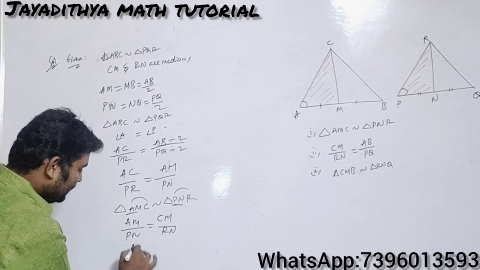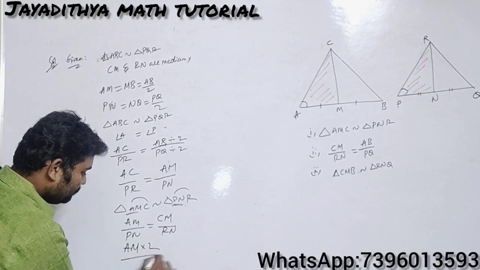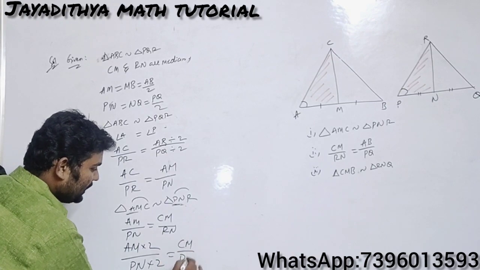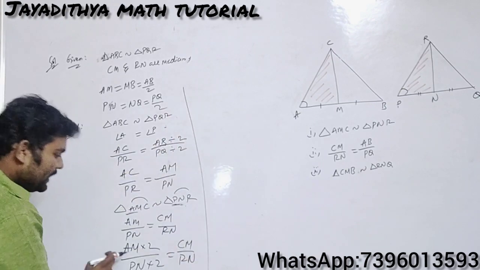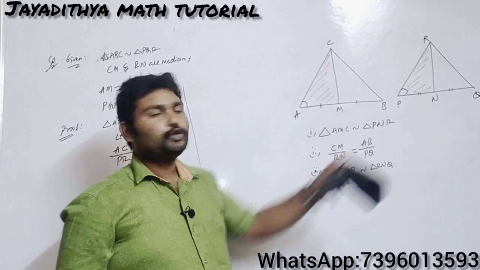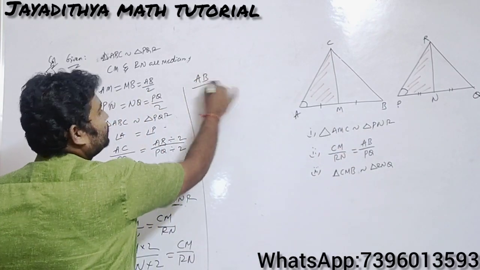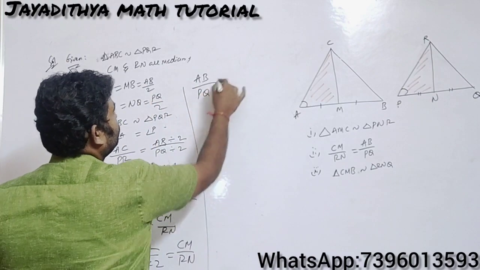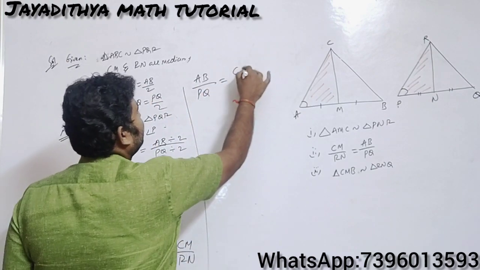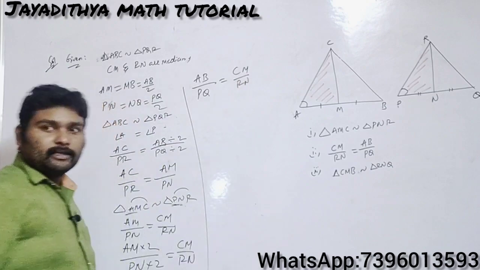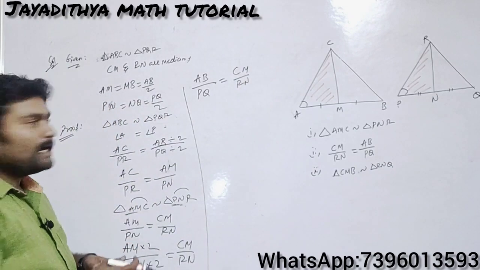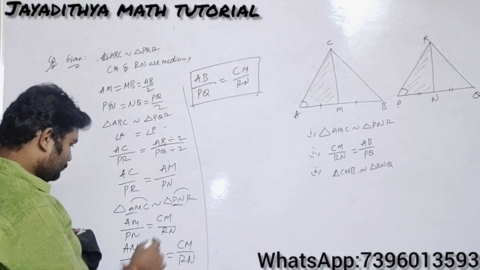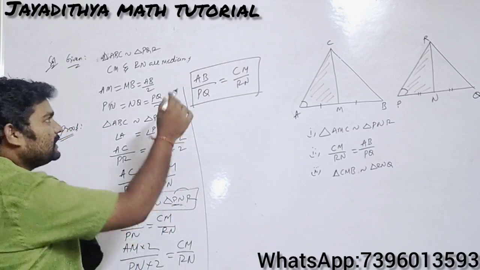Okay, so I am writing here AM into 2 by PN into 2, which is equal to CM by RN. So AM into 2 is AB, and PN into 2 is PQ, which is equal to CM by RN. Clear? So we got the second proof also here: AB by PQ is equal to CM by RN. So this is the first proof and that is the second proof.